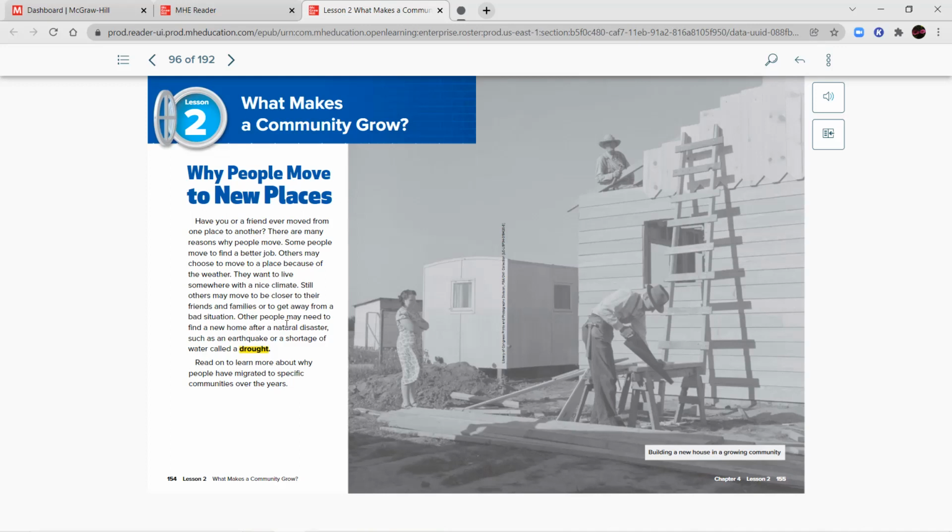Other people may need to find a new home after a natural disaster, such as an earthquake or a shortage of water called a drought. Read on to learn about why people have migrated to specific communities over the years. So for my main idea, what I can say is that communities grow and change for a lot of different reasons.